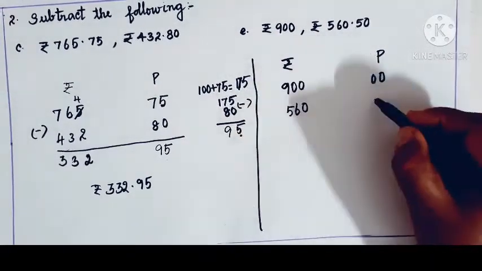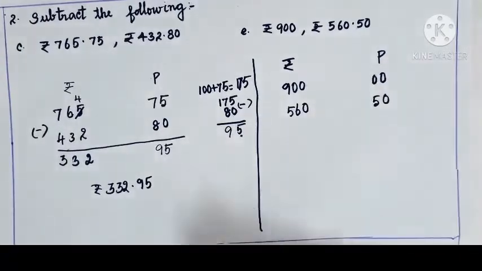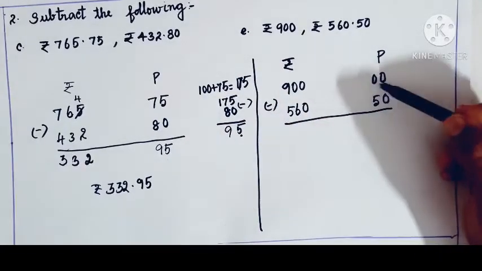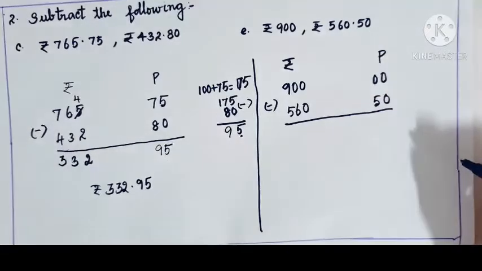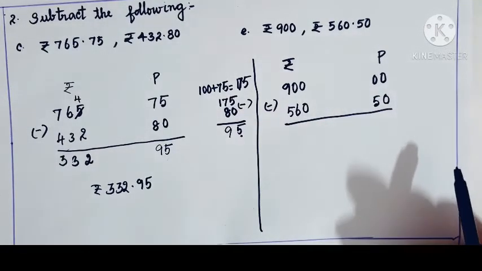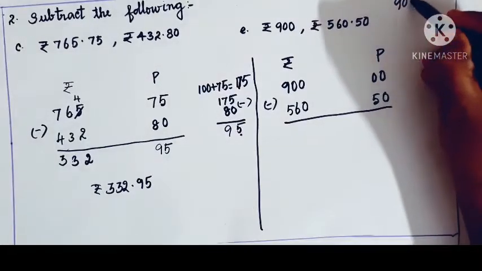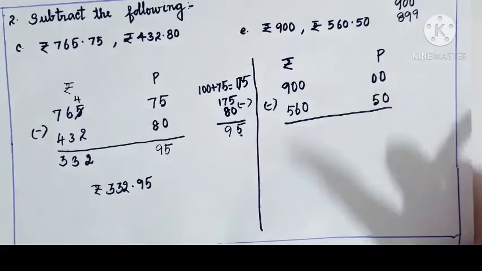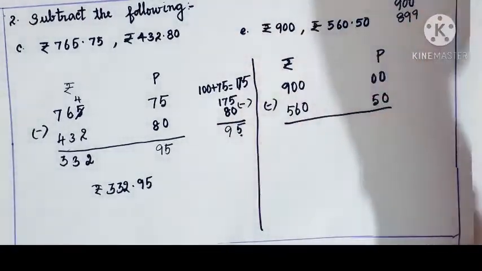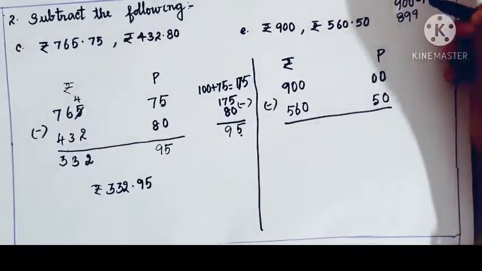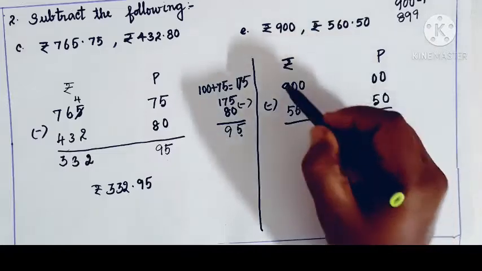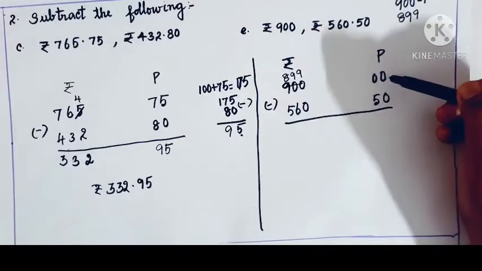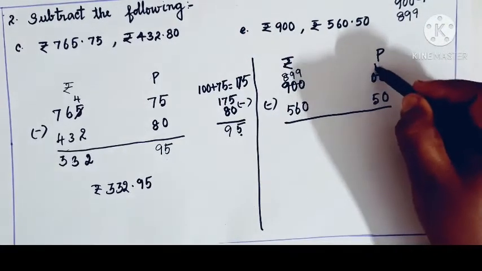Next, 560 and 50 pies. Is it okay? Fine? Good. Now we are going to subtract. Here it's 0, isn't it? So I can borrow from here. So 900, what is the number before 900? 899. Yes? Good. So I take 1 rupee from 900, which means 900 minus 1 is 899. You can directly write it here, 899. And I put this 1 rupee here, and 1 rupee is 100 pies.